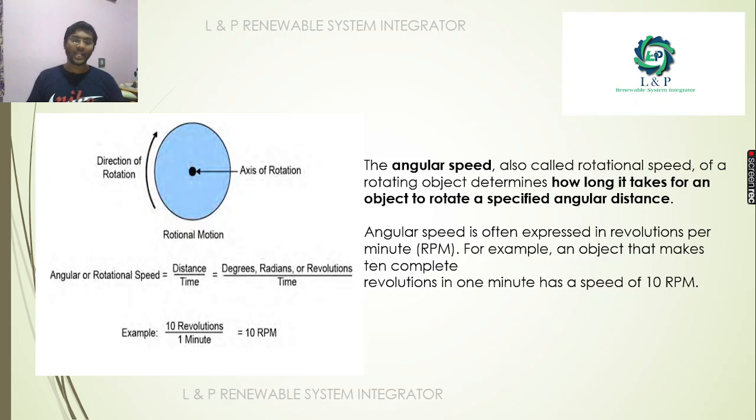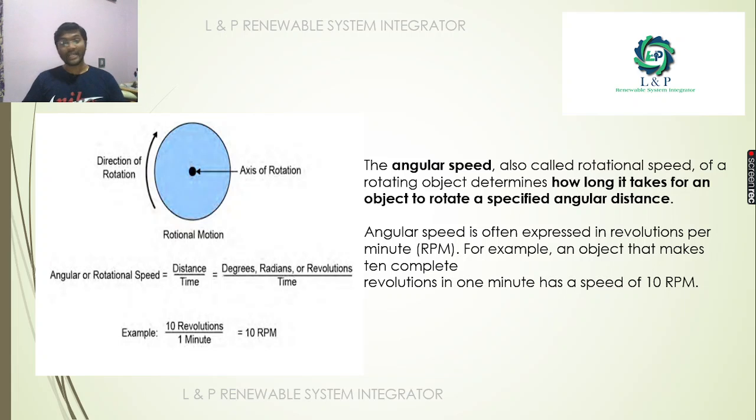For example, if you want to calculate the speed in RPM of a motor, how can we calculate it? Simple. Take a timer, mark one point, and see how many rotations it makes in 1 minute, then that is the RPM of that particular motor. For example, if it is making 10 revolutions in 1 minute, 10 RPM is the angular speed of this motor.